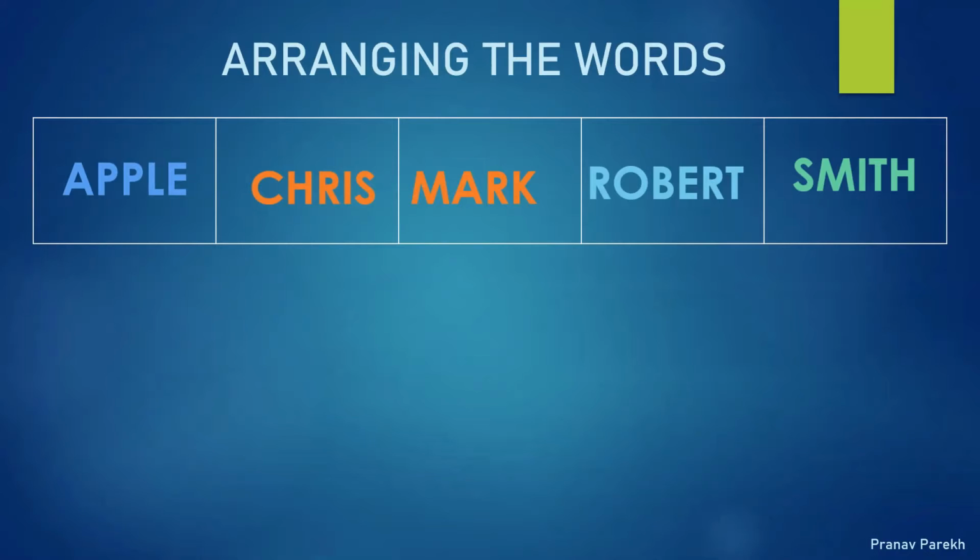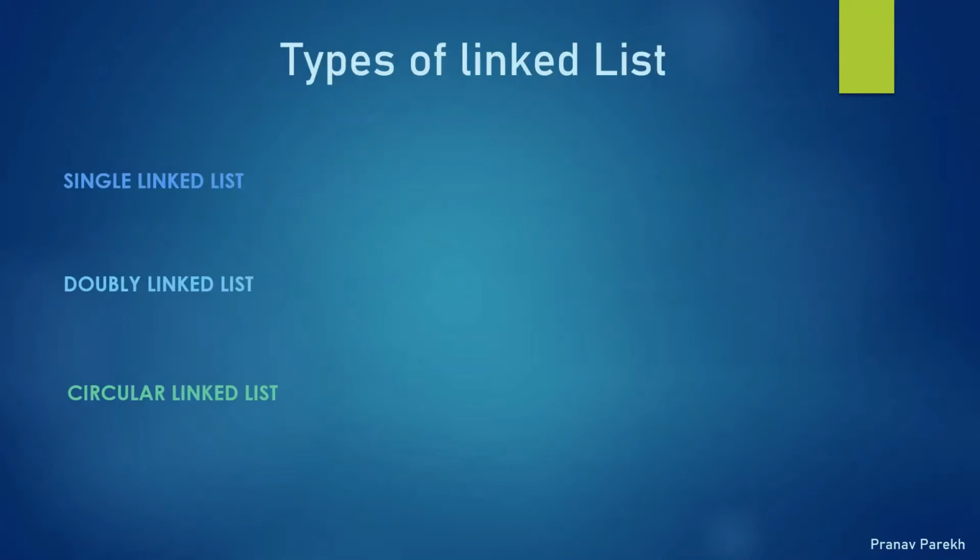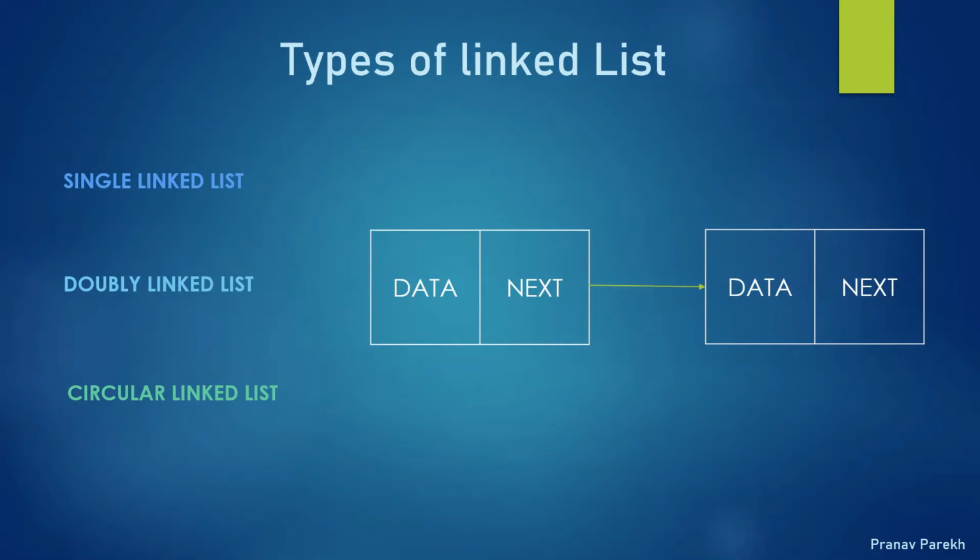So now let's check the different types of linked lists. As you can see, we have three types of linked list, namely single linked list, doubly linked list, and circular linked list. So what is a single linked list? This is the basic and first type of linked list. In this, the navigation present is only in the forward direction. We can go in the forward direction, but not in the backward direction. This is the way we can identify a single linked list.